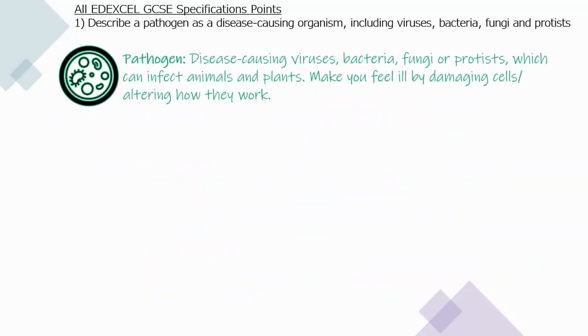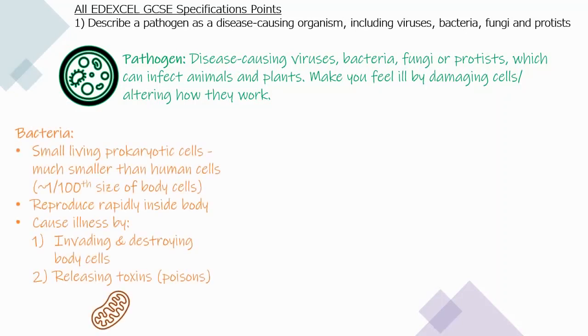So a pathogen is a disease-causing virus, bacteria, fungi or protist which can infect animals and plants. Pathogens make you feel ill by damaging cells or altering how they work. So there are a few types of pathogen as mentioned in that definition. So the first is bacteria.